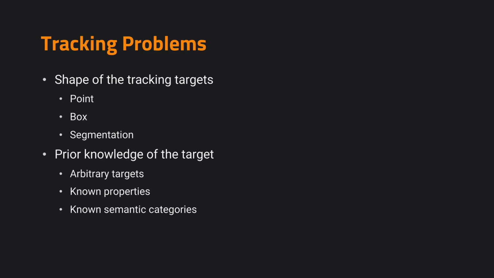Or you may already know some semantic information about the target. For example, you can tell me that you are tracking a vehicle, and before I see the real testing video for the tracking task, you may already give me thousands or even millions of examples to show me what a vehicle is.